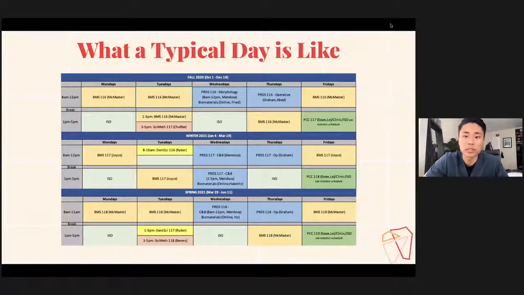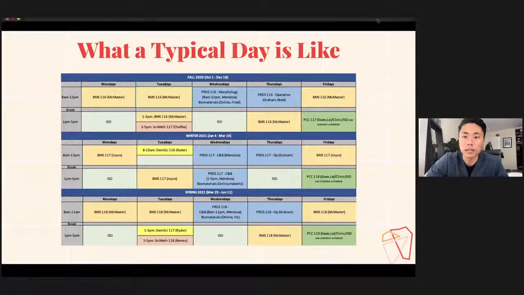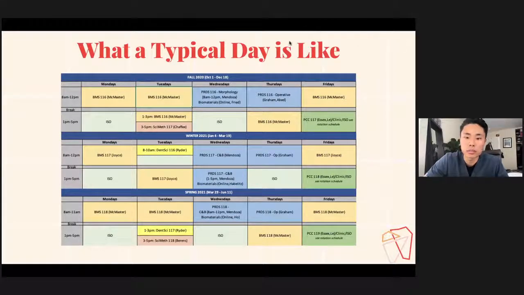So what a typical day is like at my school. I took a screenshot of fall, winter, and spring quarter. And as you can tell, Monday through Friday, we do have class or clinic.